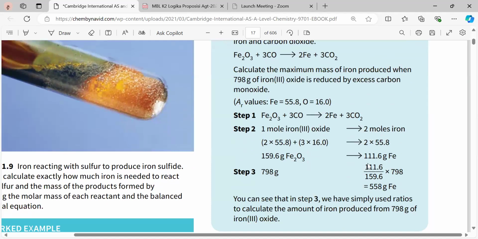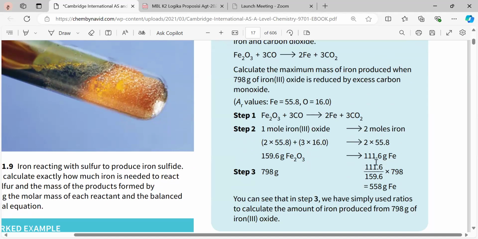2 times 55.8, so we got 111.6 grams of Fe. So yeah, we can ignore these right here. So Fe2O3, so 798 grams.